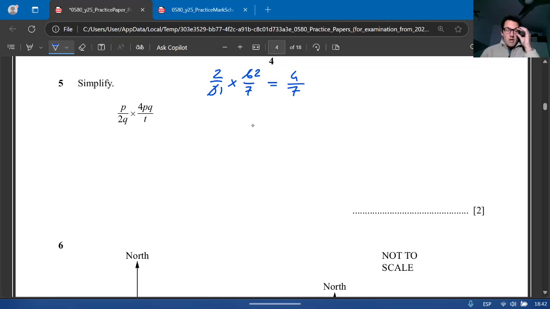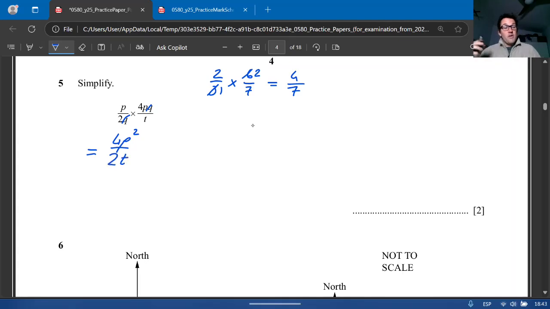So let's do the same here, okay? We can just do P times 4PQ and 2Q times T, but it's always better to simplify before. This Q divided by that Q will cancel each other. So we're left with P times 4P, which is 4P squared, and 2 times 2 is 2T.